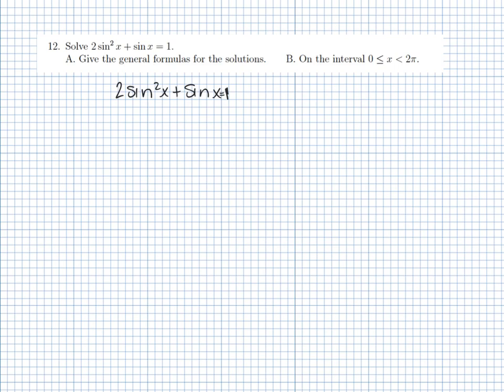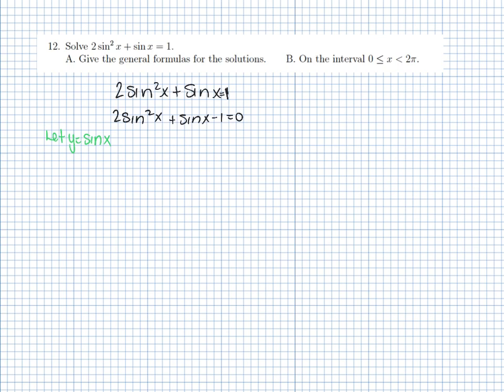For number 12, we have something that looks similar to a quadratic. We can subtract 1 from both sides so that we can solve for 0. And we're going to make a trigonometric substitution here. So we are going to let y equal sine x. I'm not using x because it's weird to have the variable in sine x be x and then substitute it for x. It looks kind of weird, so I'm not going to do that.